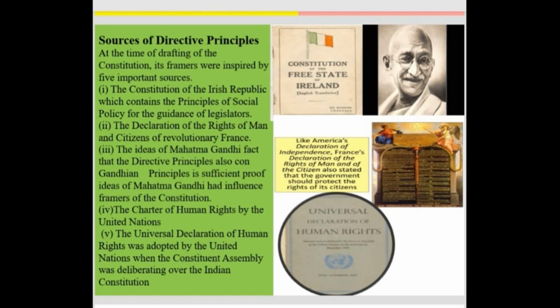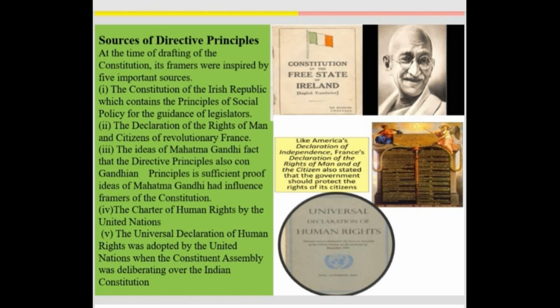The second one was the Declaration of Rights of Man and Citizens of Revolutionary France. Here you might be aware of the French Revolution from your previous classes, where they fought against the aristocrats and the kings, and came up with the rights of man and citizens. That Declaration of Rights, which is the output of the French Revolution, was also taken as an inspiration by our constitutional makers. And the third source of inspiration was the ideas of Mahatma Gandhi.